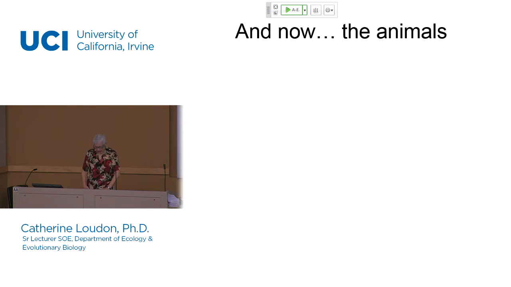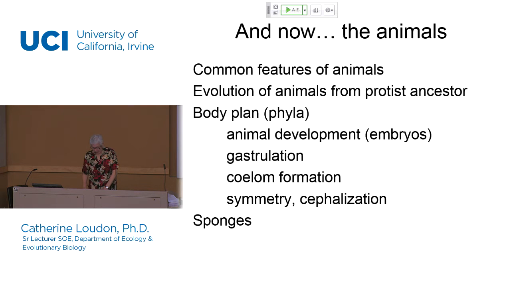And now, the animals, a new taxonomic group for us. The plan for today is to start with the common features of animals. We'll consider the evolution of animals from a protist ancestor, and we'll consider what is meant by a body plan. So in order to understand body plan, we'll spend a little time talking about animal development, very early development primarily, and we'll consider some of these phenomena that take place during embryonic development, gastrulation, coelom formation. We'll also consider symmetry and cephalization, and the sponges will be the first phylum or major body plan of organisms of the animals that we'll go through.